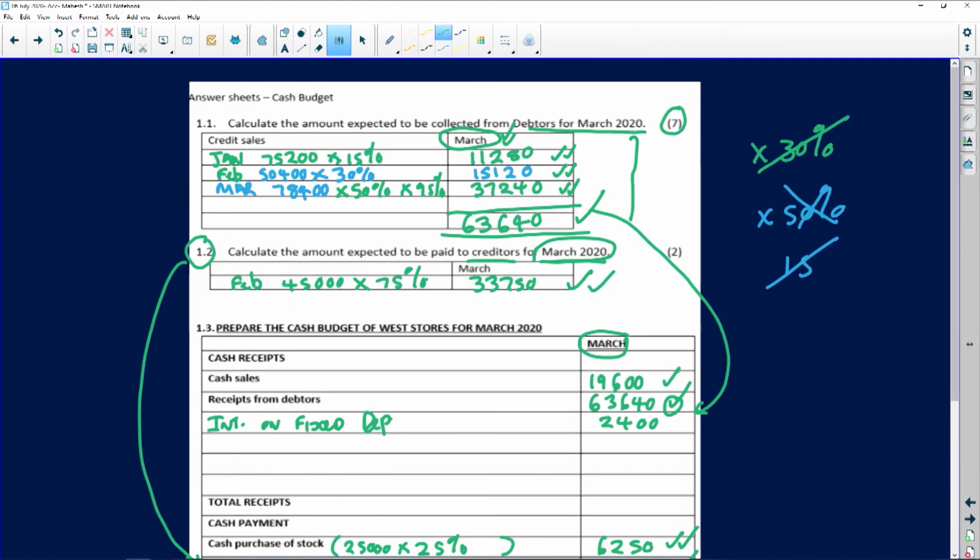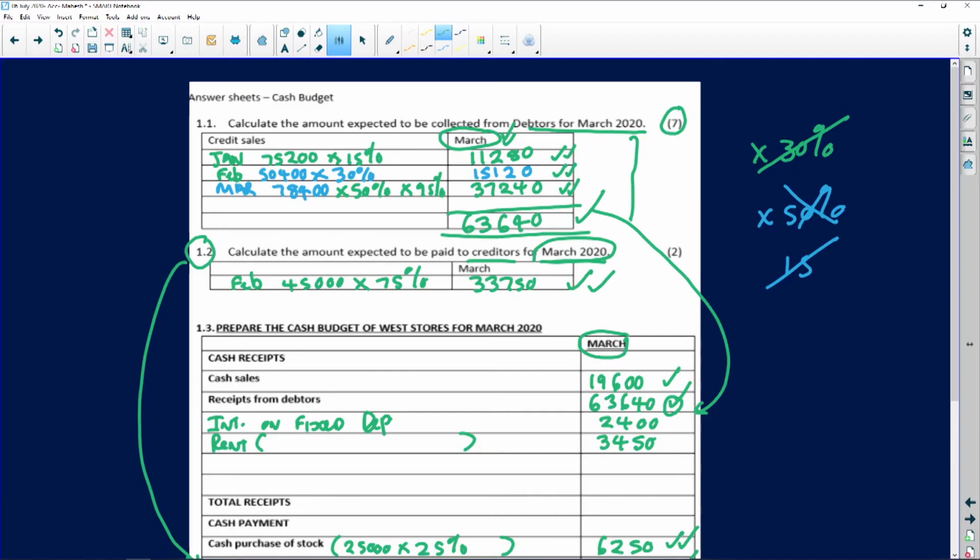Okay, so if we go to March, our cash budget, rent received, an amount of 3,450. And once again, guys, I've shown the calculation on the previous page, but get into the habit of showing your calculation in brackets.